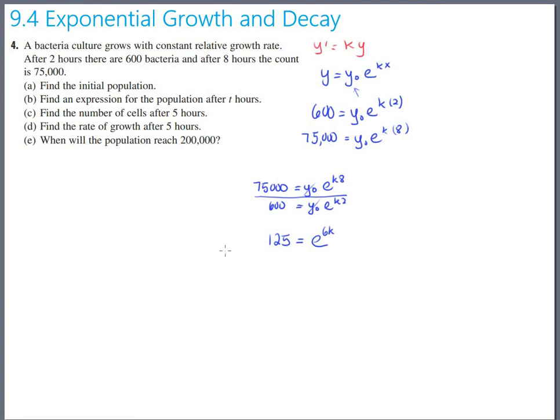And you may have to think back to your pre-calculus a little bit to remember to take the natural log of both sides next. So the natural log of 125, and the reason we're doing this is natural log and e cancel each other, equals 6k. So the growth rate is the natural log of 125 divided by 6, and again, that's calculator work.